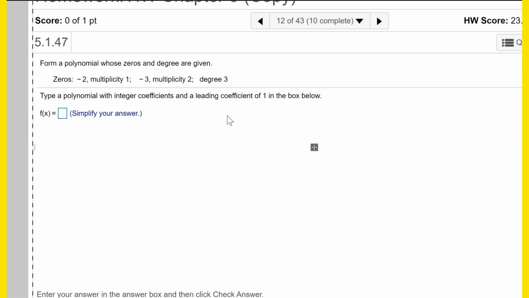So we have a zero of -2. That means x equals -2 is one of the solutions to the polynomial, and its multiplicity is 1, so it just occurs once. And we have x equals -3 with multiplicity 2. That means that occurs twice. Okay, so what we do is we turn these into factors. All right, so rewrite zeros as factors.